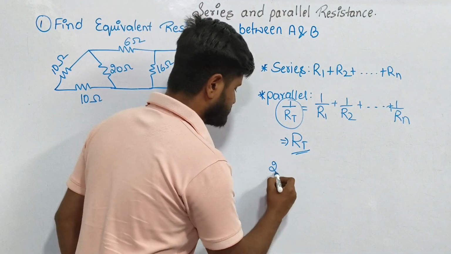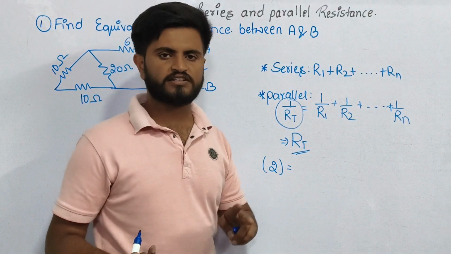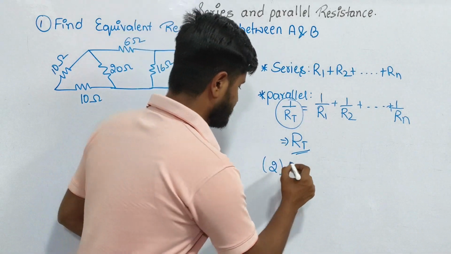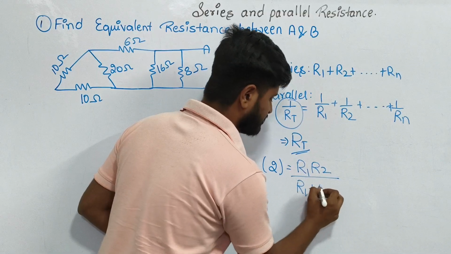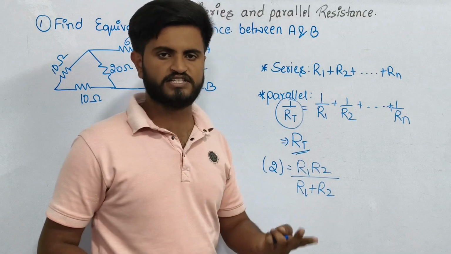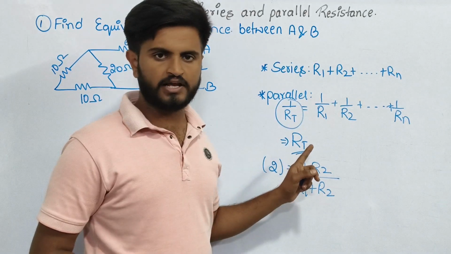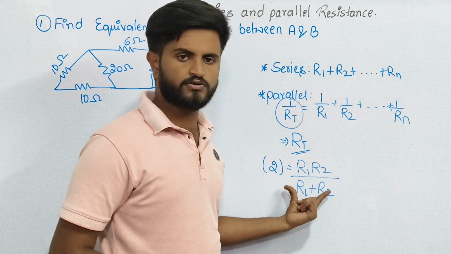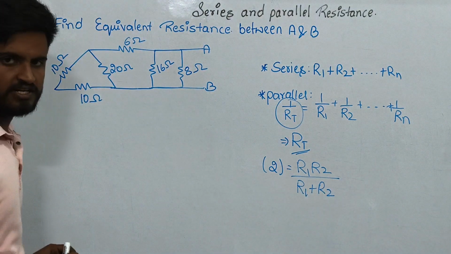There is a short trick for two resistances. When you are calculating the equivalent resistance of two resistances which are in parallel, that is R1 into R2 divided by R1 plus R2. If I consider R1 and R2 as two different resistances, or the same resistance value, which are in parallel to each other, then I can find the equivalent resistance using R1 into R2 divided by R1 plus R2. So now let's solve this problem, you will understand easily.